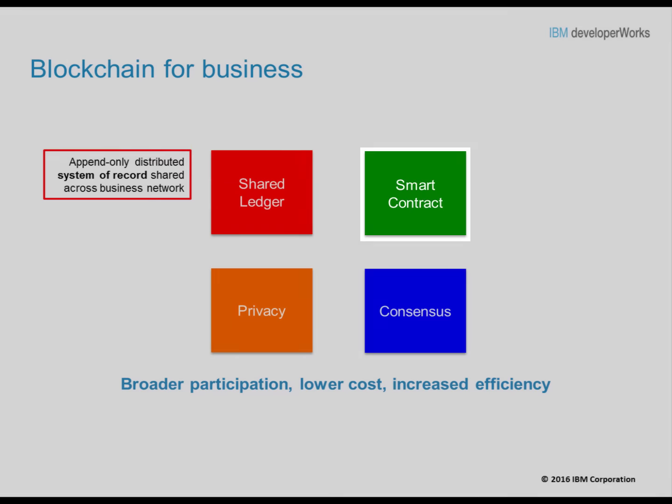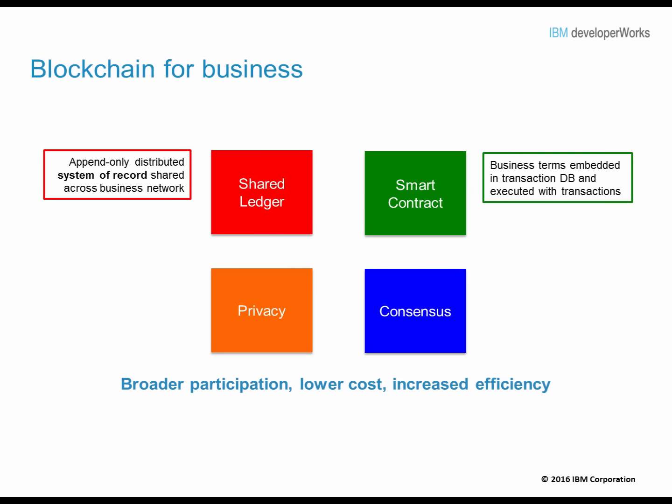Now let's go to the second block highlighted in green, smart contract. A smart contract enables the business rules implied by the contract to be embedded in the blockchain and executed with the transaction. A smart contract can include a digital asset, which is anything that has an owner and can be converted into a value. Digital assets can be tangible or intangible.